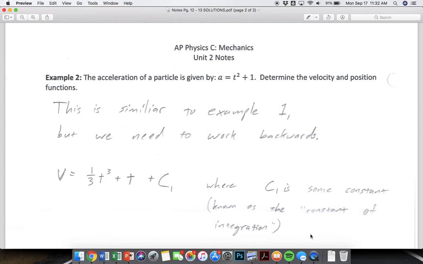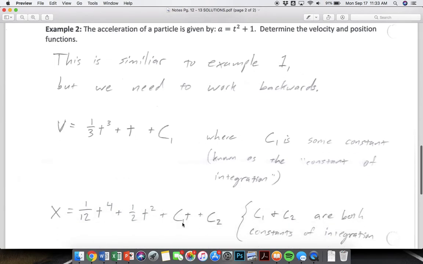All right, to get the position function, we do the exact same thing. We work back again. So for this term, we know it's going to be t to the 4th power. We're going to need a 1/4 in front of all this so that when we take the derivative, it simplifies to this. So this is going to become 1/12 t to the 4th. This is going to become 1/2 t squared, because the derivative of 1/2 t squared is t. This is going to be c1t, because the derivative of that is c1. And then we'll have to add some other constant. We'll call that c2.